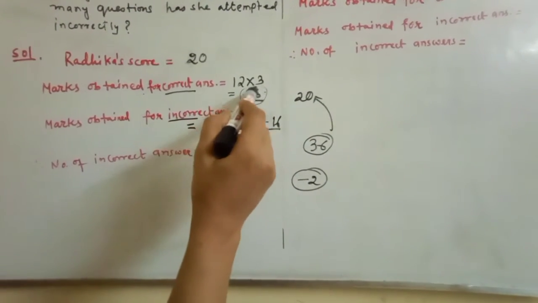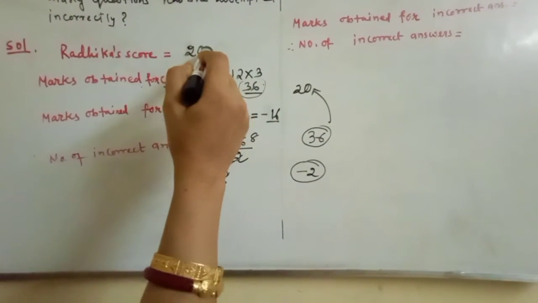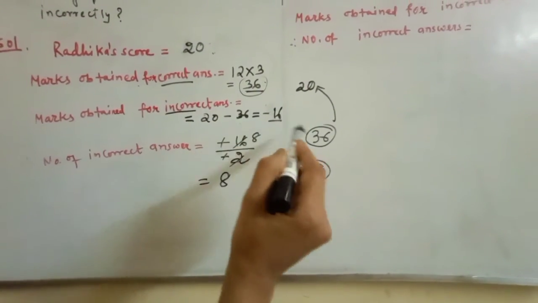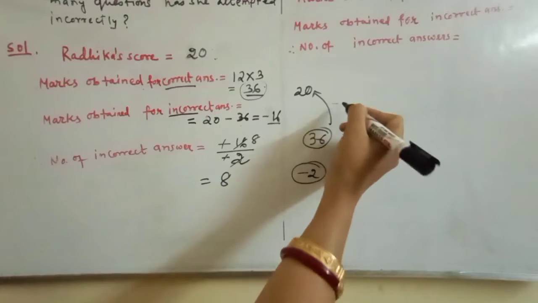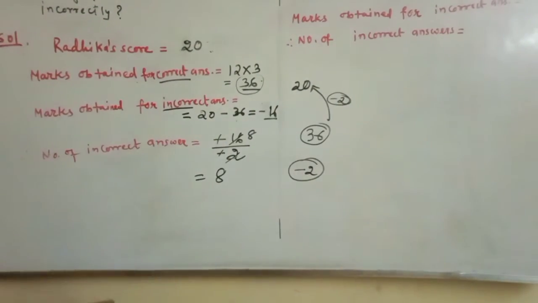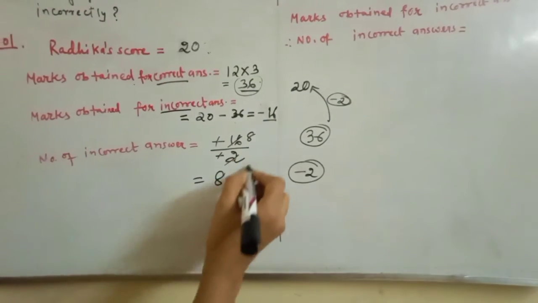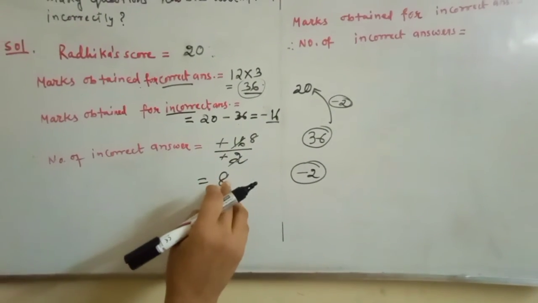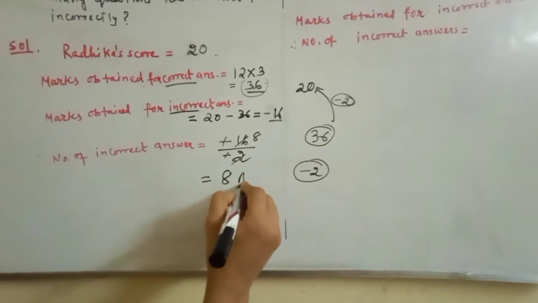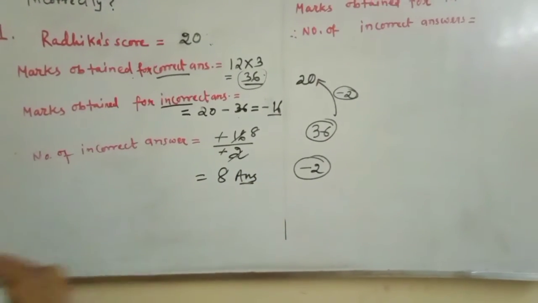Radhika's score was 20 marks, but for correct answers she has got 36 marks. But from these 36 marks, how did 20 become the final marks? That means some marks have been deducted. And you know that for every incorrect answer, minus 2 has been deducted. In this way, you can find how many incorrect answers she has given. Understood? Next, come to the next question.